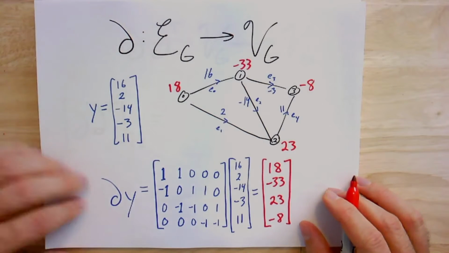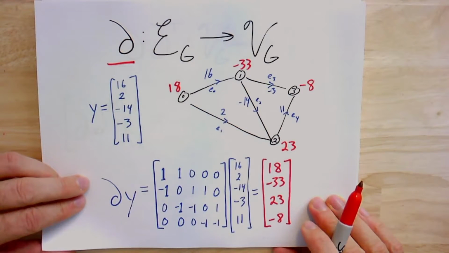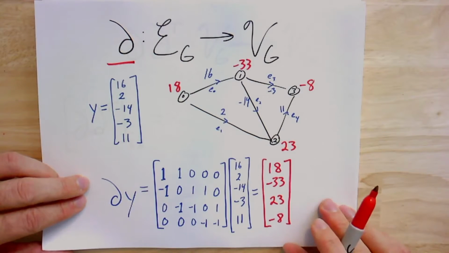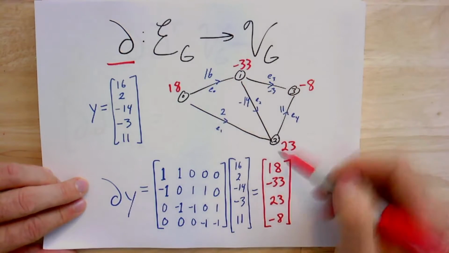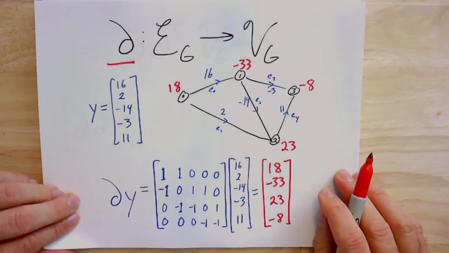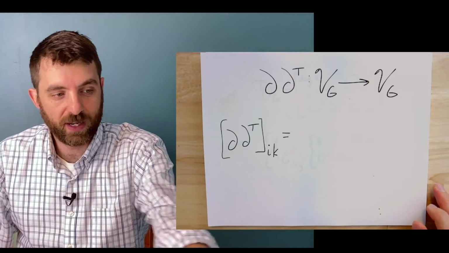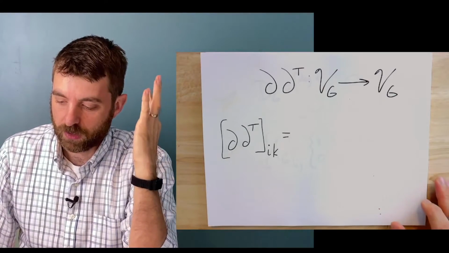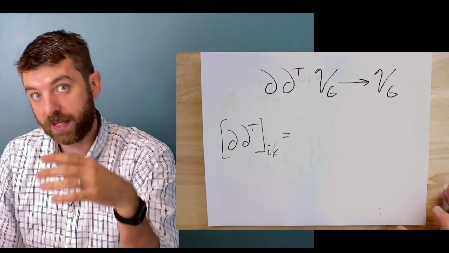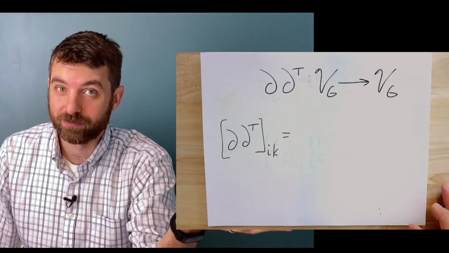All right, so that's how we can think about this boundary matrix. I almost said incidence matrix. This boundary matrix as a linear transformation, taking us from data on the edges to data on the vertices. Now we can do something fantastic. We have 2 linear transformations. We have one from the vertex space to the edge space, and one from the edge space to the vertex space. And we could just compose them.